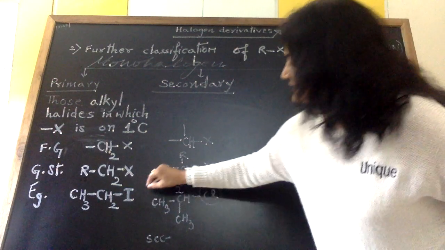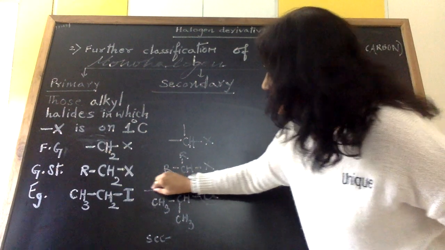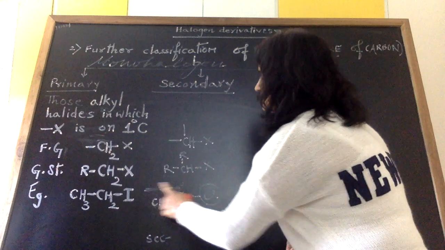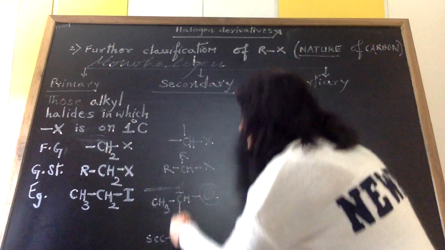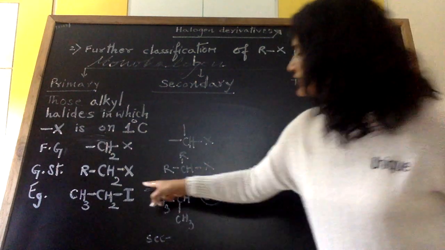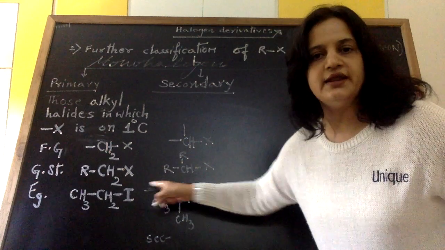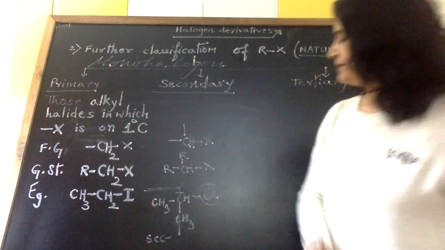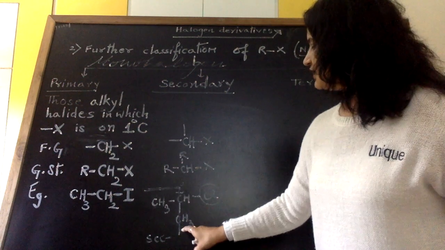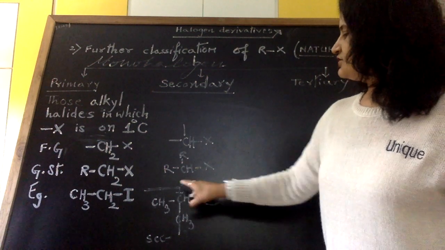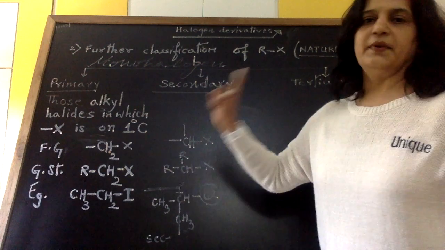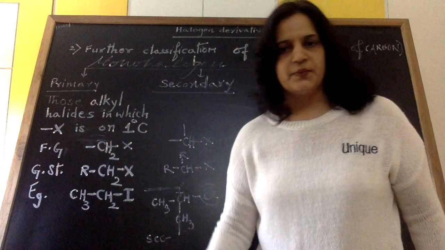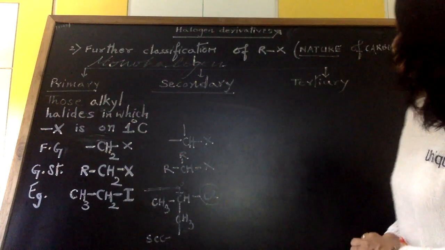IUPAC name: we select the long chain. Many people may see a branch here because they don't know that this is a bend, not a branch. So this is not a branch, this is a bend. So the long chain is 1, 2, 3. Second carbon has halogen. So 2-chloropropane. That is the IUPAC name.